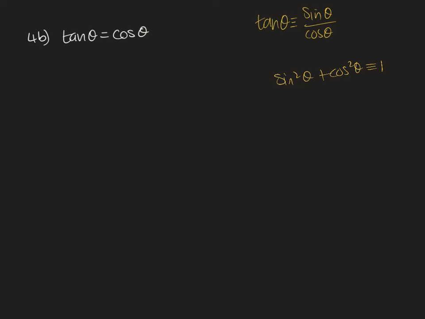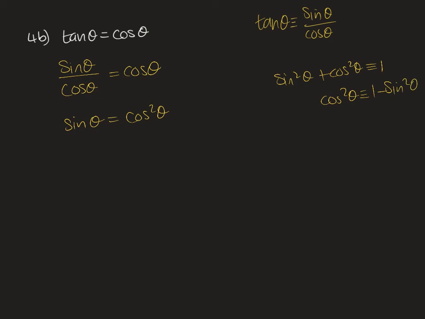My first step here then is going to be to substitute the tan theta for sine theta over cos theta. I can now multiply both sides by cos theta to eliminate the denominator on the left, and I get sine theta is equal to cos squared theta. I can substitute the cos squared theta for 1 minus sine squared theta by rearranging this identity. And now I've got an equation which is all in terms of sine theta.